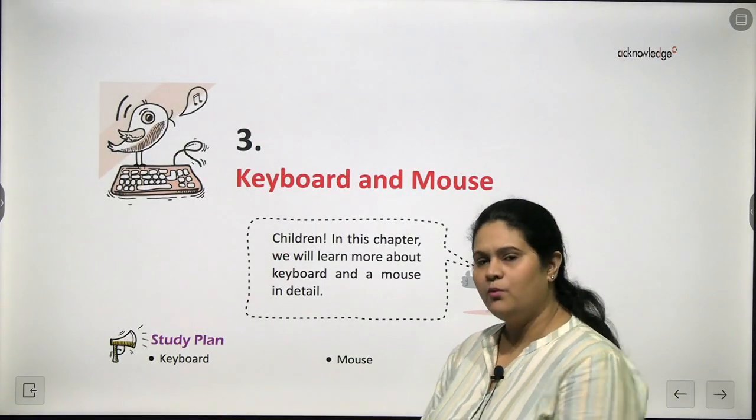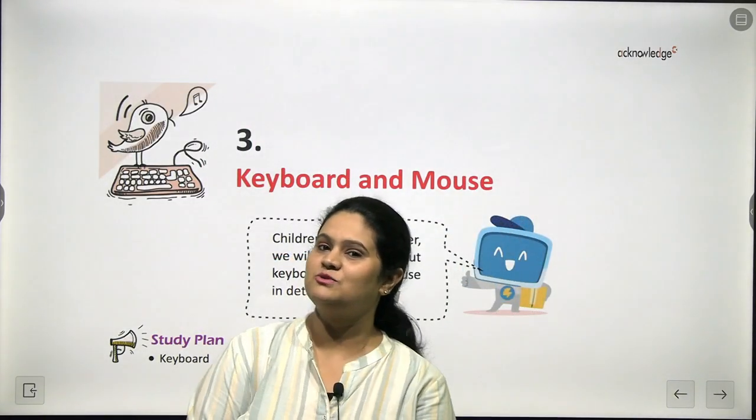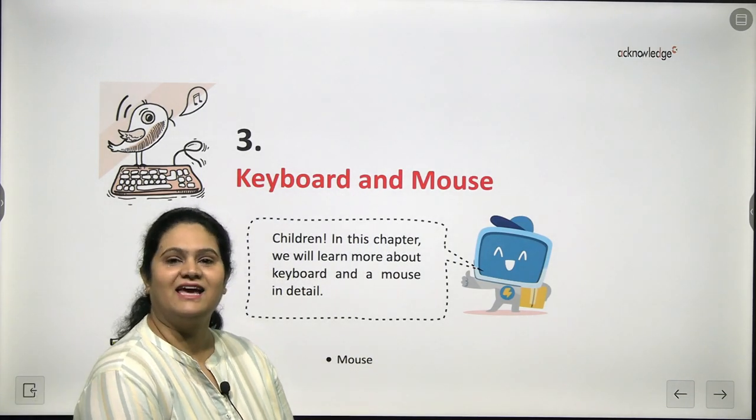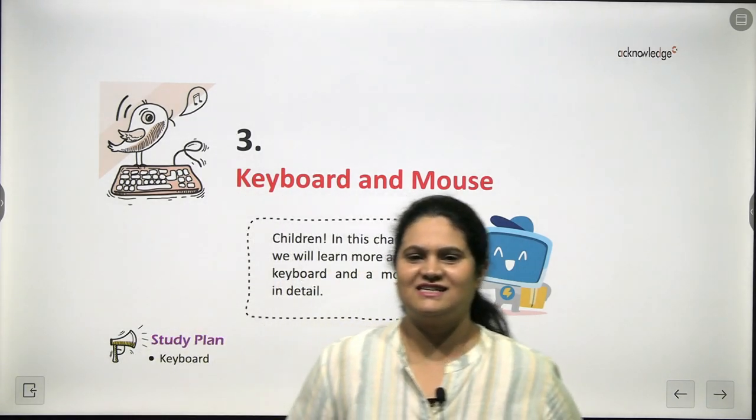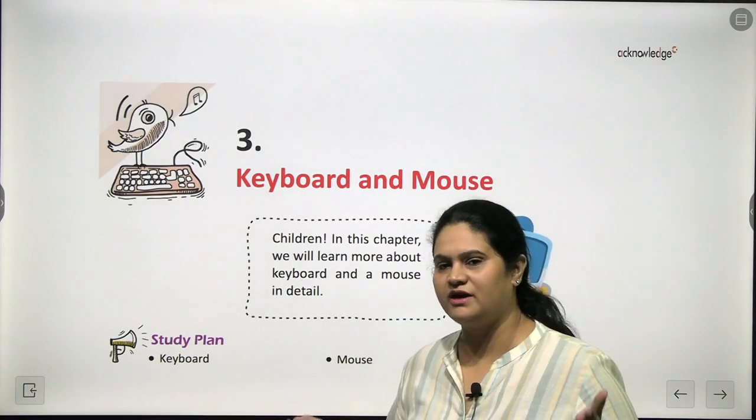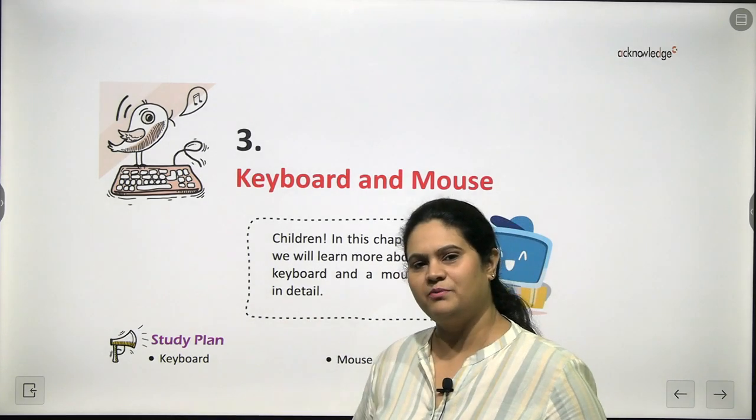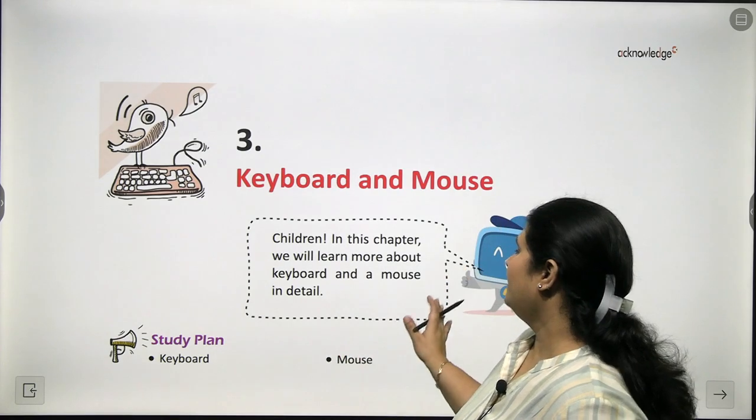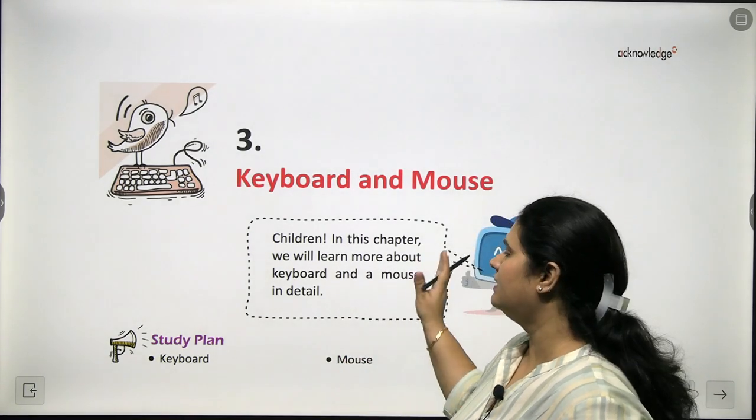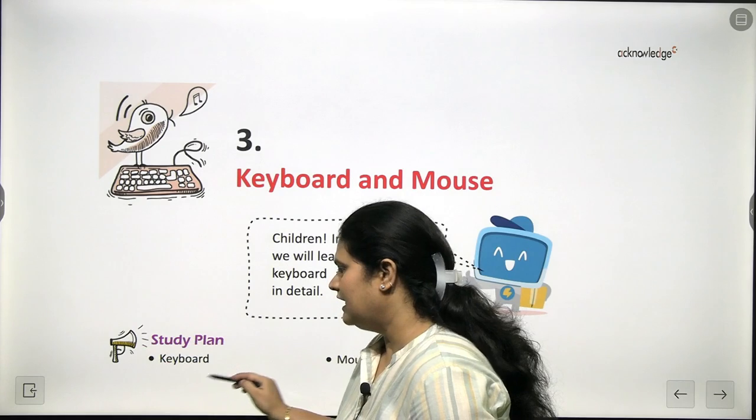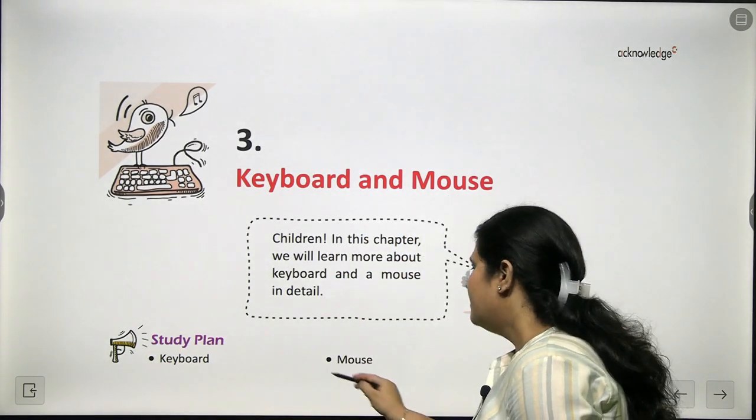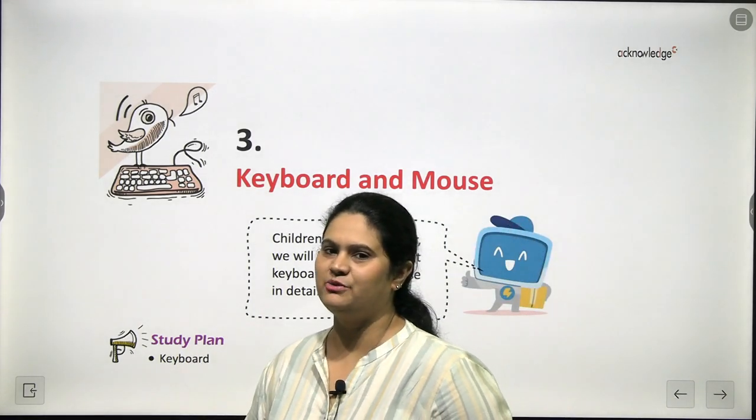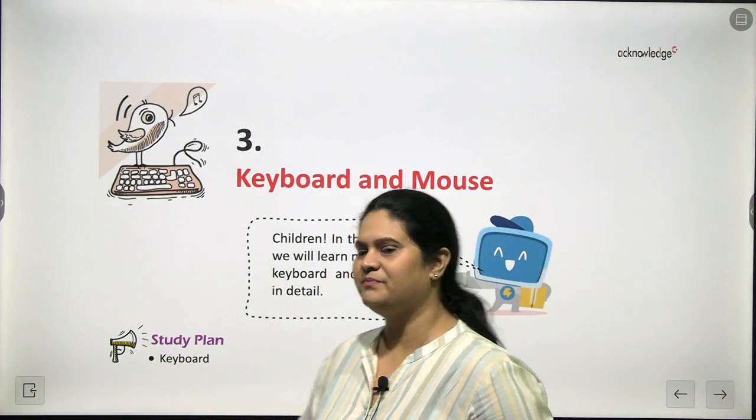Now, children, what are keyboards and mouses used for? Do you remember? Yes, they are input devices, right? They are used to give instructions to the computer. Very good, children. Now, in this chapter, we will learn more about the keyboard and the mouse. We will study in detail about these two input devices. Ready? Very good.